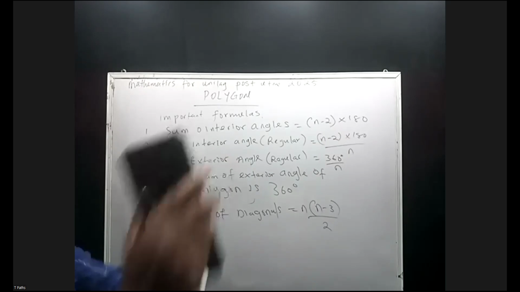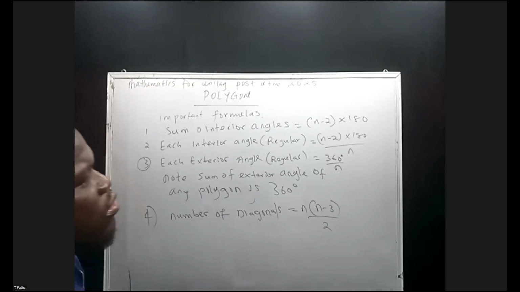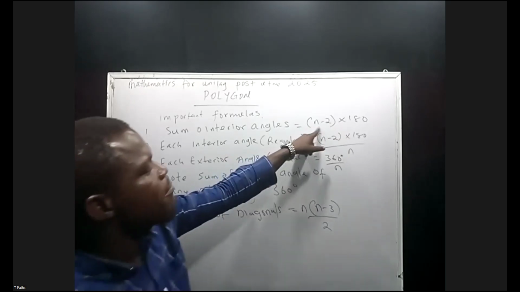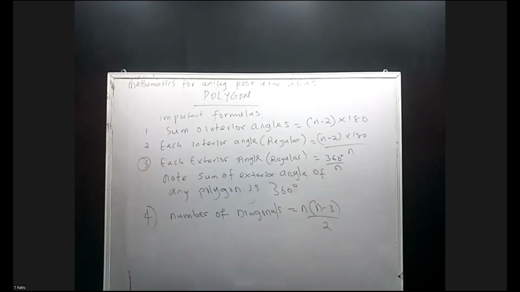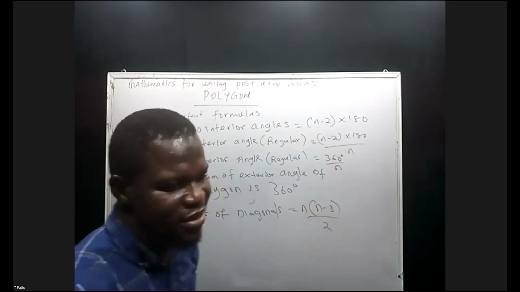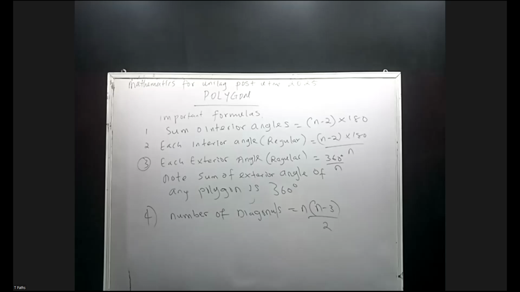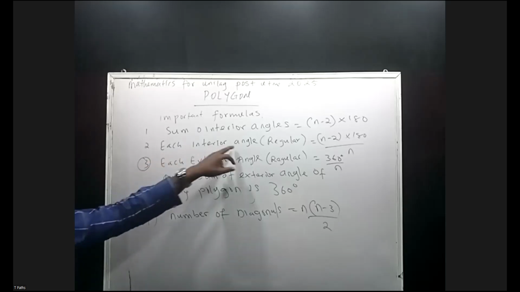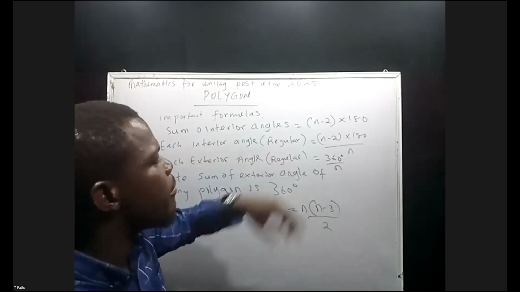Any shape that has 5 sides, the sum of angles in that shape is what? n minus 2 times 180, so 5 minus 2 times 180. Just like that, and so on. And each interior angle of a regular polygon.